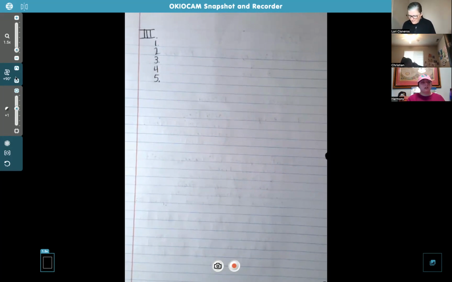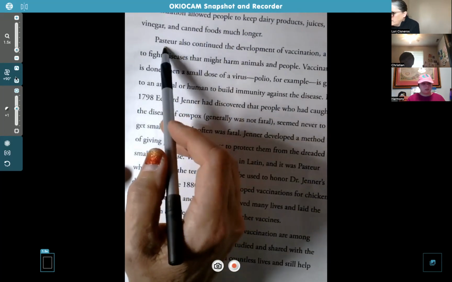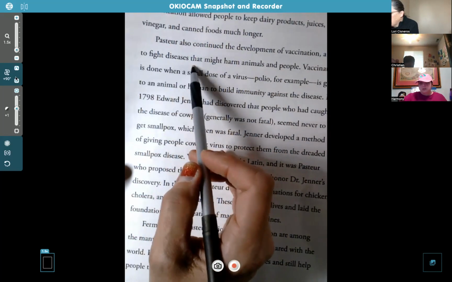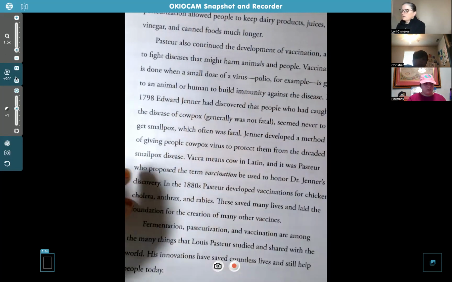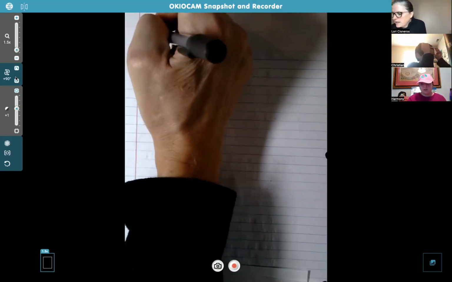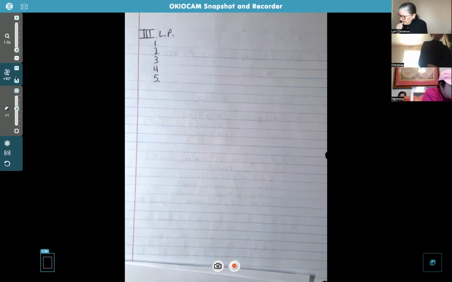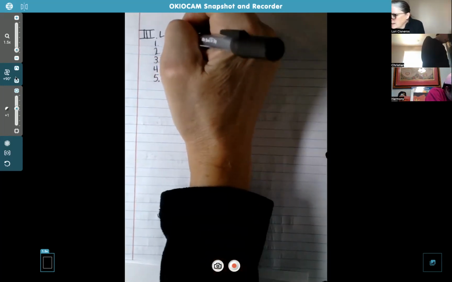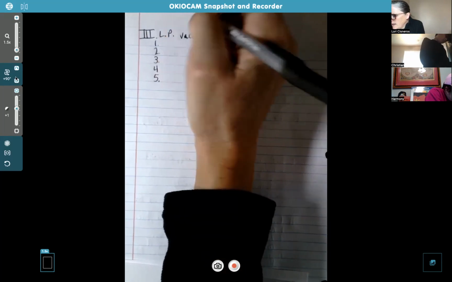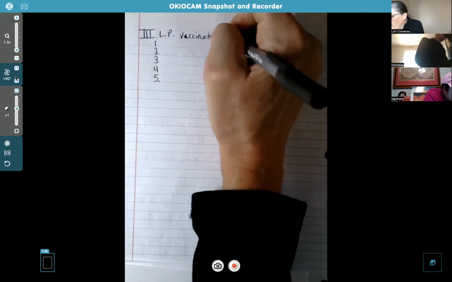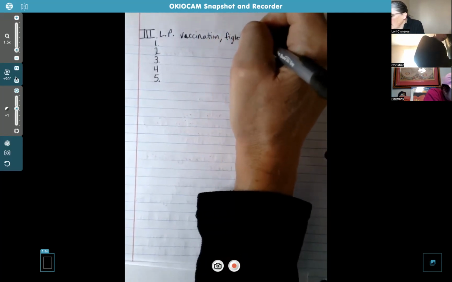Sorry, nice try. All right, this last one, we're talking about vaccination. This is on page 81. He continued the development of vaccination, a way to fight diseases that might harm animals and people. So let's put his name again, LP. And then vaccination, that's an A. Fight diseases.